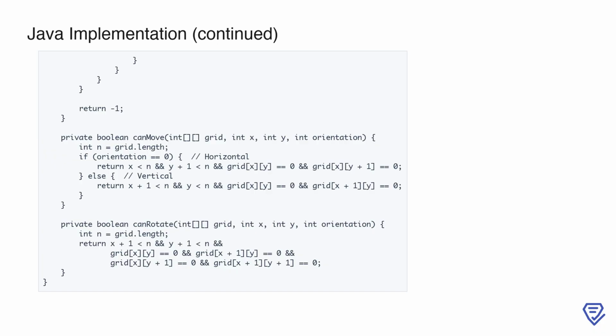The canRotate method determines whether a rotation is feasible. For a rotation, we need a 2x2 grid area to be obstacle-free, ensuring no part of the snake collides during the rotation. Both methods rely on bounds checking in grid cell validation to ensure safe movements and rotations. With these checks in place, the implementation ensures a robust solution to determine the minimum moves required to reach the target while handling rotations effectively.